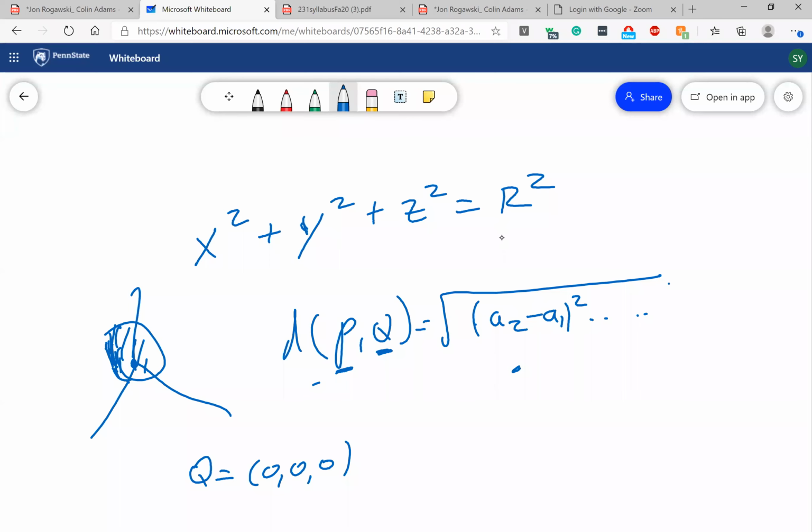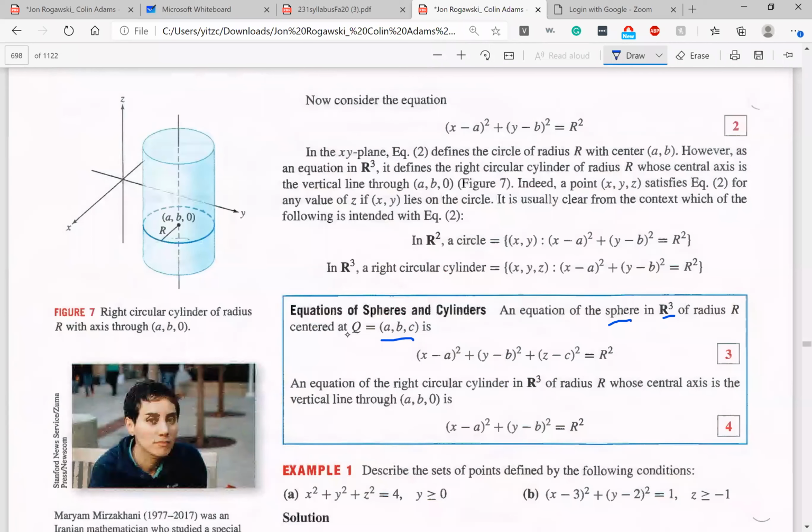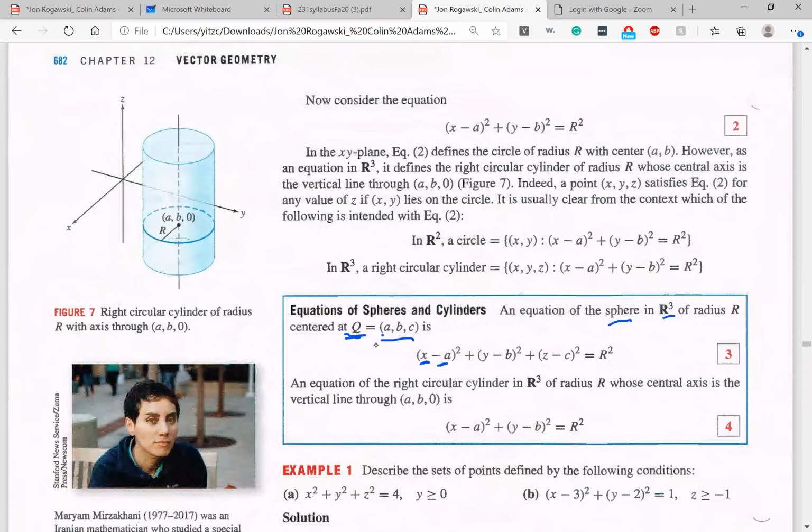But if you don't want just to look at the sphere at the origin, you want to put it at any point, then you're going to do x minus that point A, and y minus that point, and z minus that point is equal to r squared. So that's for the sphere.